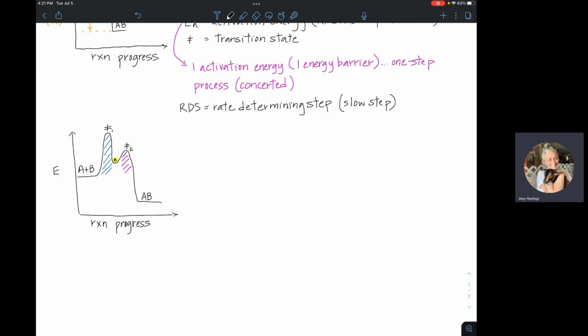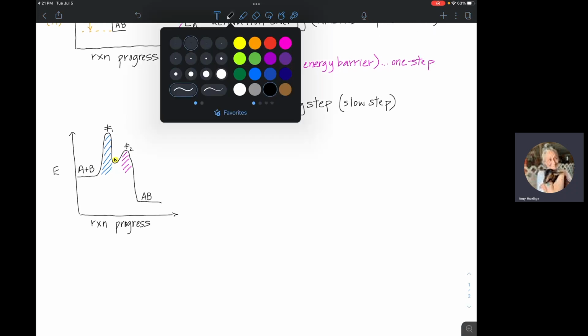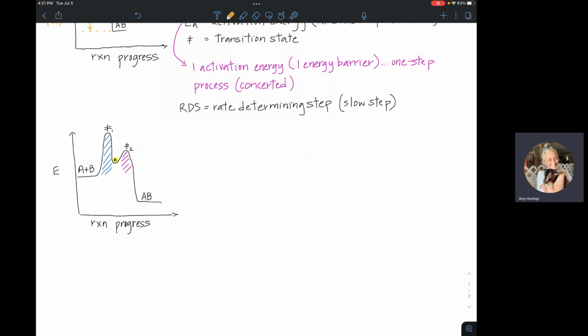Here we have, again, an exothermic process because our products are lower in energy than our reactants. So delta H, again, we can say this energy is related to the enthalpy if we like. For this process, again, delta H is less than 0, so exothermic.